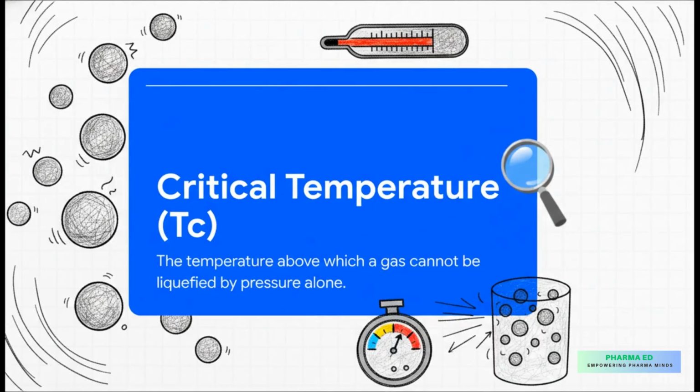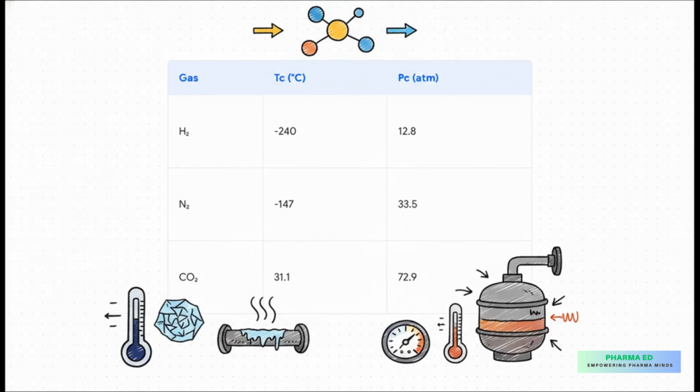But, and this is a huge but, something you absolutely have to know for your exams, there's a catch. Every single gas has this point of no return. It's called its critical temperature. And if you go even 1 degree above it, those molecules are just moving too fast. You can apply all the pressure in the universe and it will not turn into a liquid. Game over.